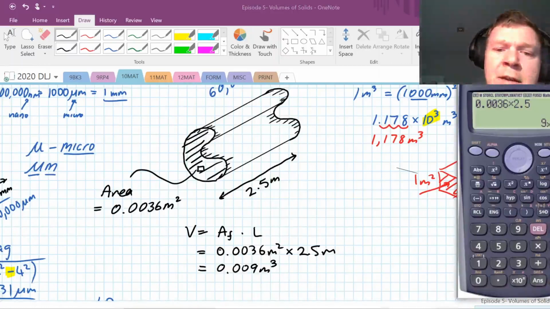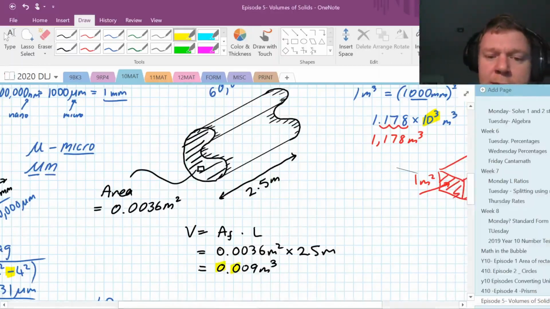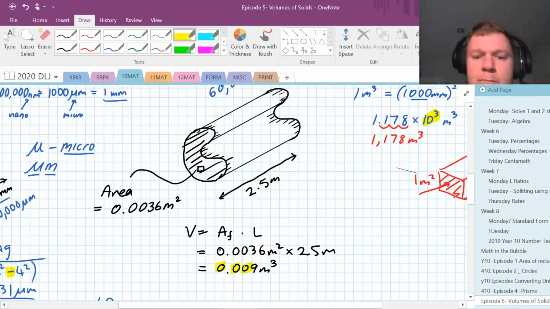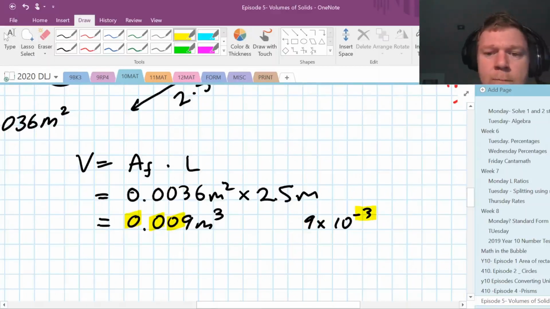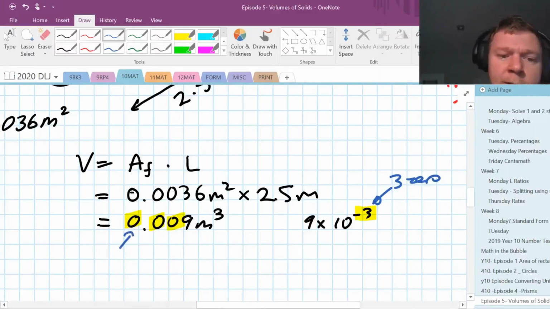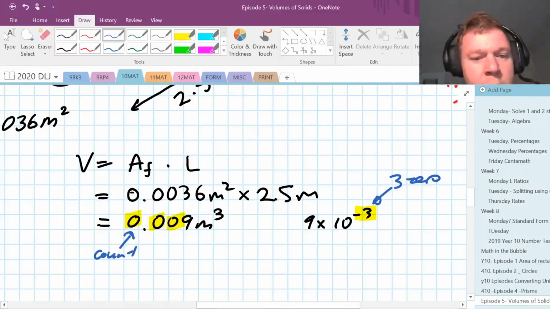Remember, when something's 10 to the negative 3, that just means 3 zeros. So 9 times 10 to the negative 3, 3 zeros. So if it was negative 5, there would be 5 zeros, and you count the 0 on the other side of the decimal point. Pro tip.